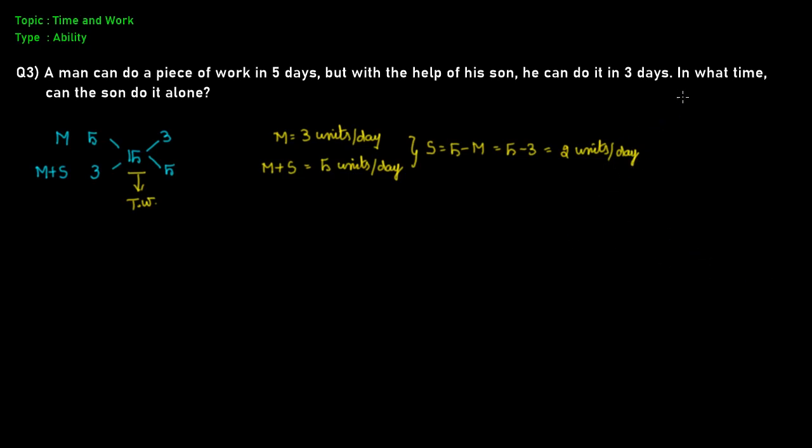That's exactly what we need, right? So in the question they're asking, in what time can the son do it alone, right? So we know he can do 2 units of work per day, and he has to complete a total work of 15 units, right? So I can simply divide 15 by 2. So 15 by 2 days is the answer. You can also write this as 7.5 days, or in other words, 7 1 by 2 days. So this is the answer for the third question, guys.